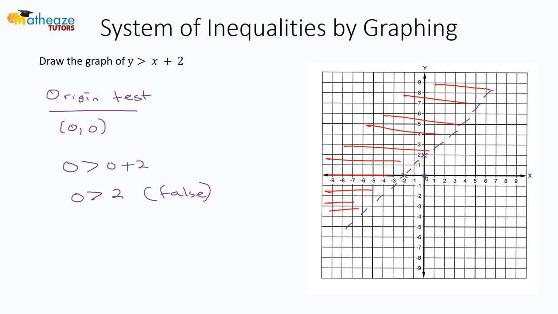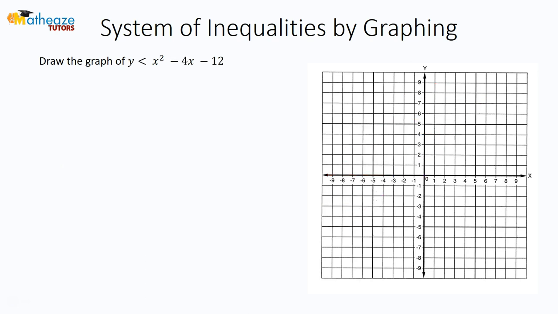Next, we're going to look at another inequality. Here we have a quadratic inequality. The first thing we're going to do is try to get the x and y-intercepts. So let's solve: x squared minus 4x minus 12 equal to 0. So we have x minus 6 and x plus 2 equal to 0. So we have x equal to 6 and negative 2.